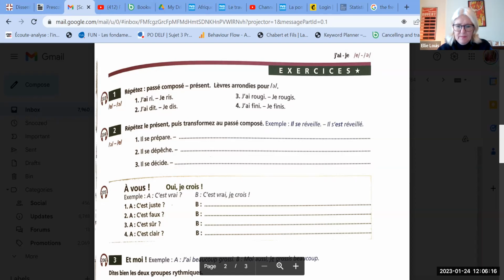Leçon 22. J'ai, je. Exercice 1. 1, J'ai ri. Je ris. 2, J'ai dit. Je dis. 3, J'ai rougi. Je rougis.